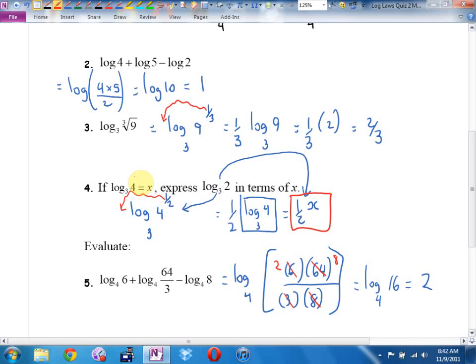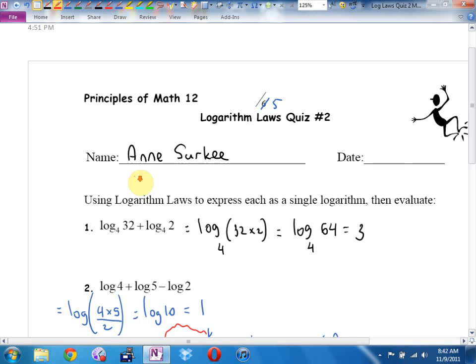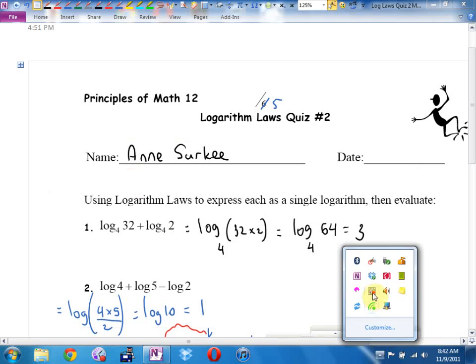So if you'd be so kind as to give yourself a score, not out of 6, but out of 5, that would be delightful and wonderful. And then pass them in.